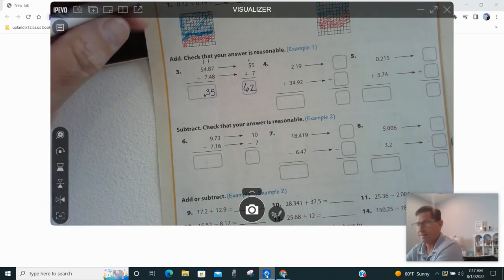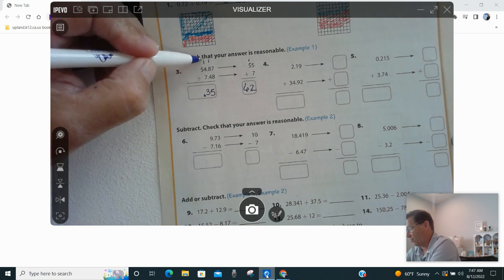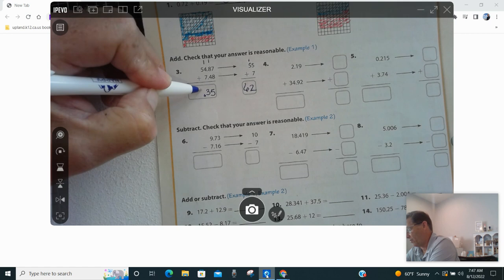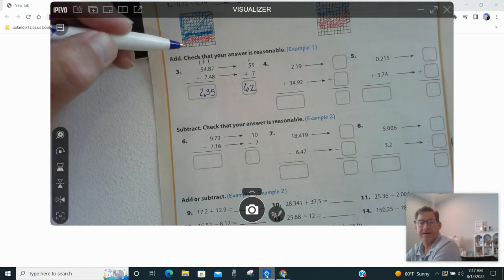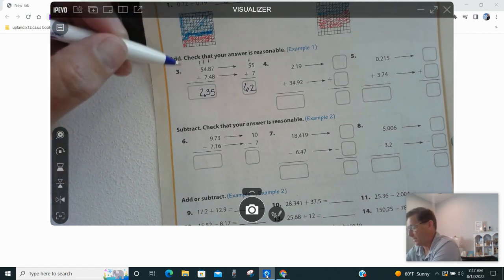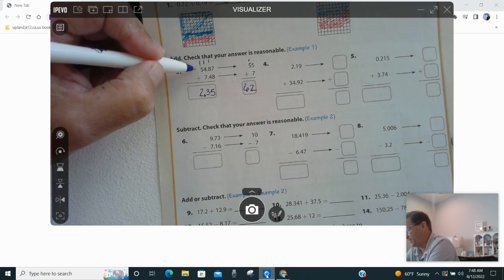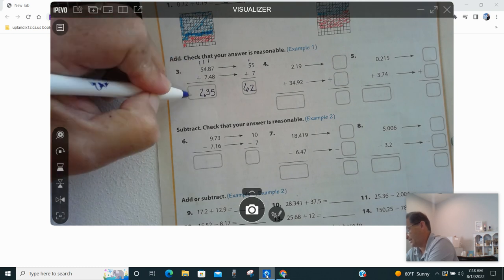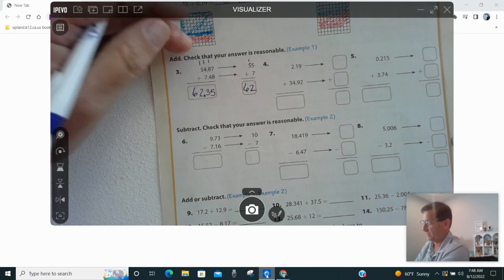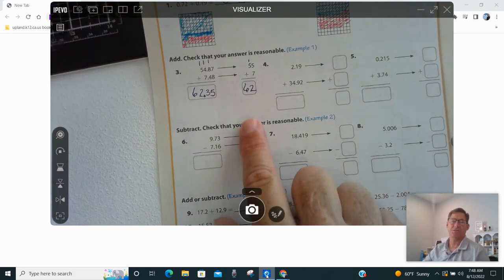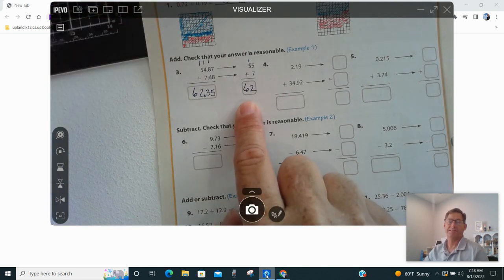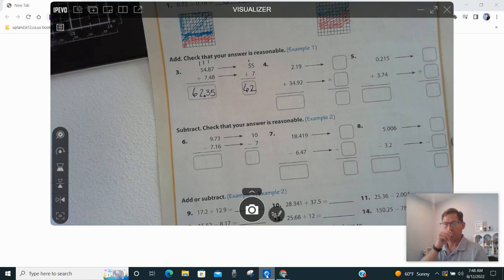Bring the decimal point down. 4 and 1 is 5 tenths. 5 plus 7 more is 12 ones. Regroup that as 1 ten and 2 ones. And 5 tens plus 1 ten is 6 tens. So 62 and 35 hundredths, which is close to our estimate of 62. So the answer is reasonable.